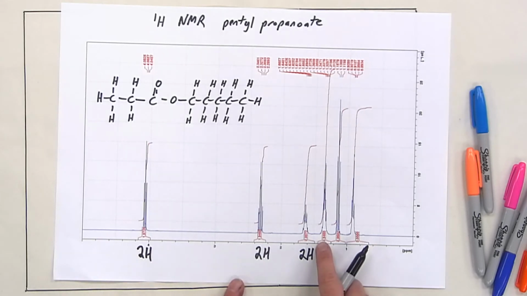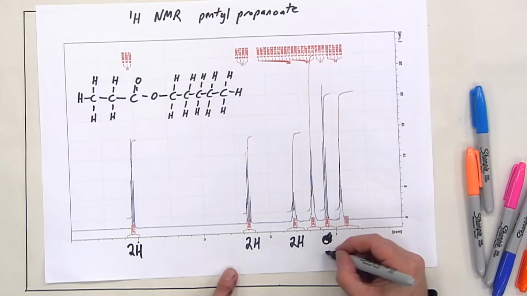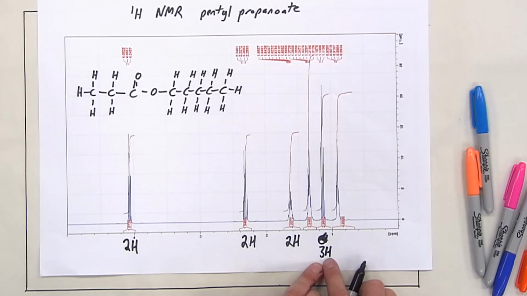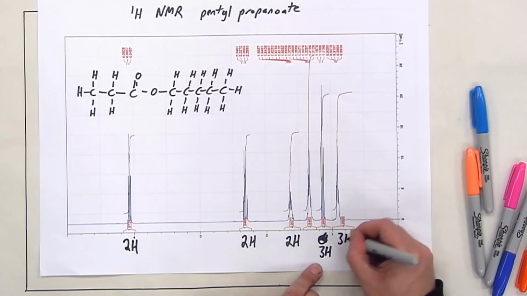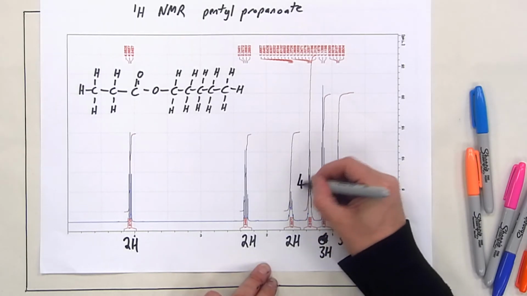I'm going to skip this one in the middle for the time being, because we'll come back to that. The one after that is going to have 3 hydrogens. I'm going to write CH3 there for a second. It will be 3 hydrogens contributing to it, and the last one also has 3 hydrogens. This one here, the one which we haven't done, is actually around 4 hydrogens, so it's 4H.